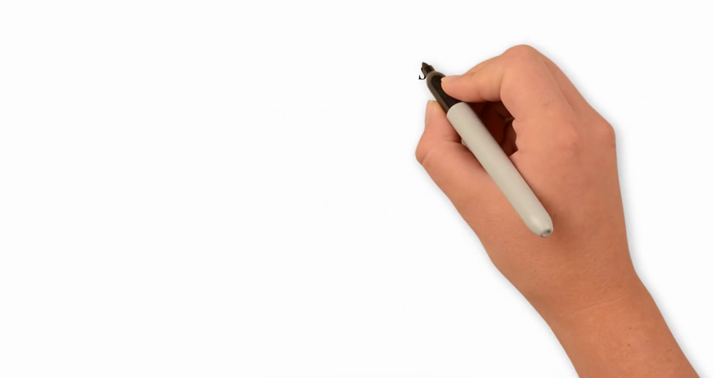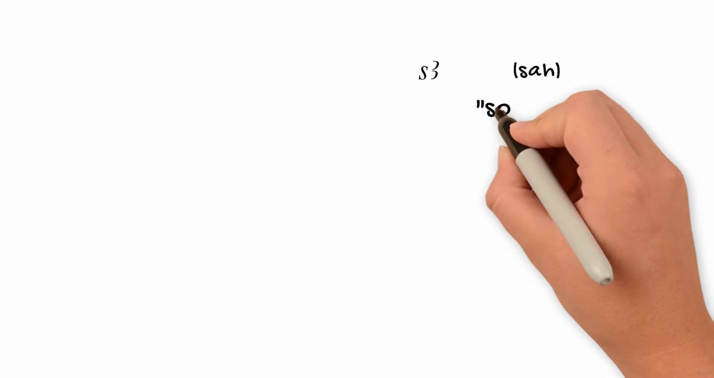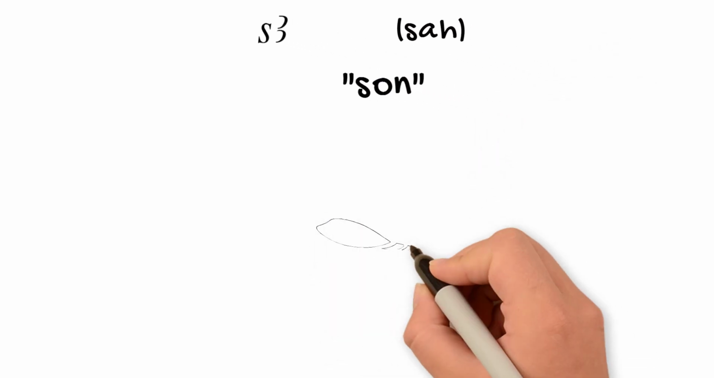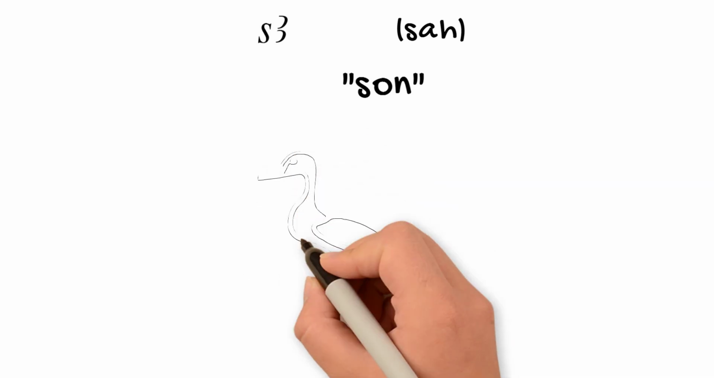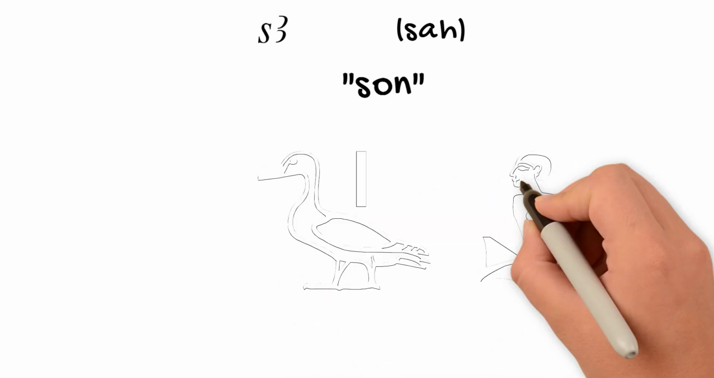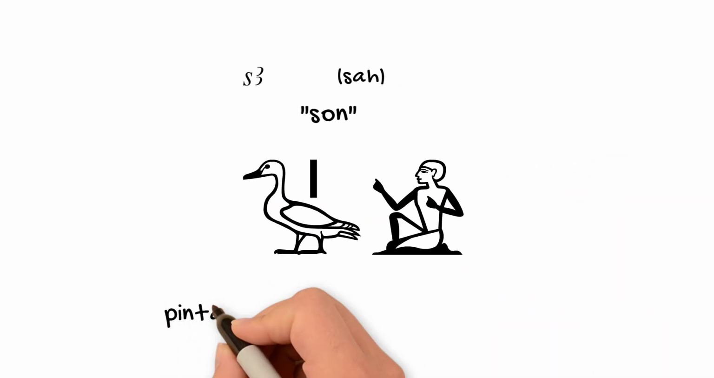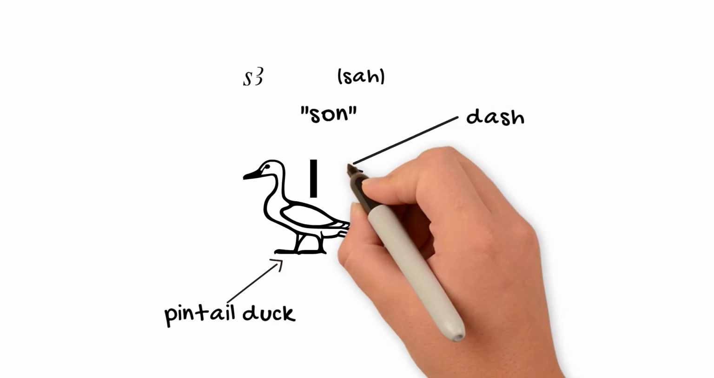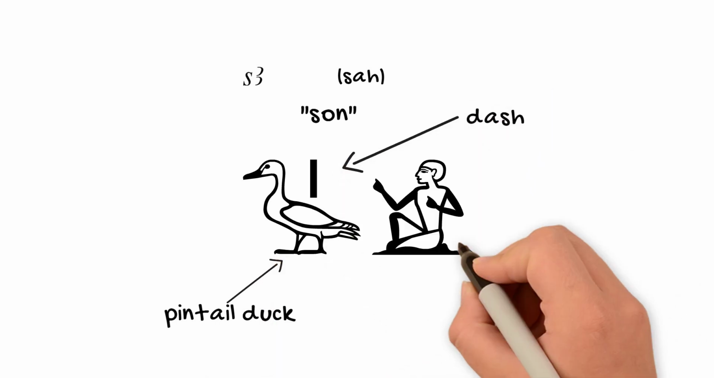The words for daughter and son were very similar. Both start with za, spelled with this duck hieroglyph. The word for son often also has this dash over the back of the duck and could end there, or they might also include a seated man determinative at the end of the word.